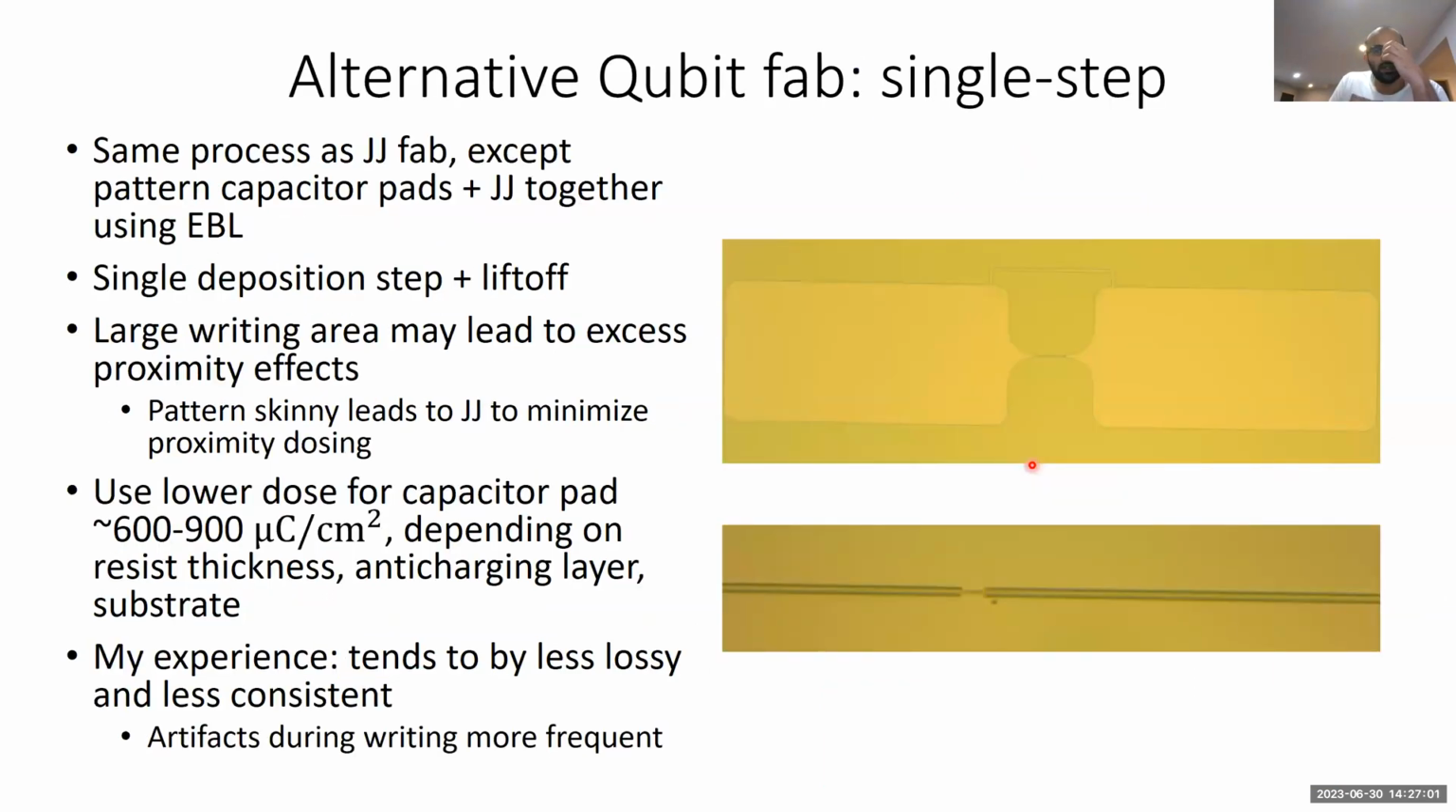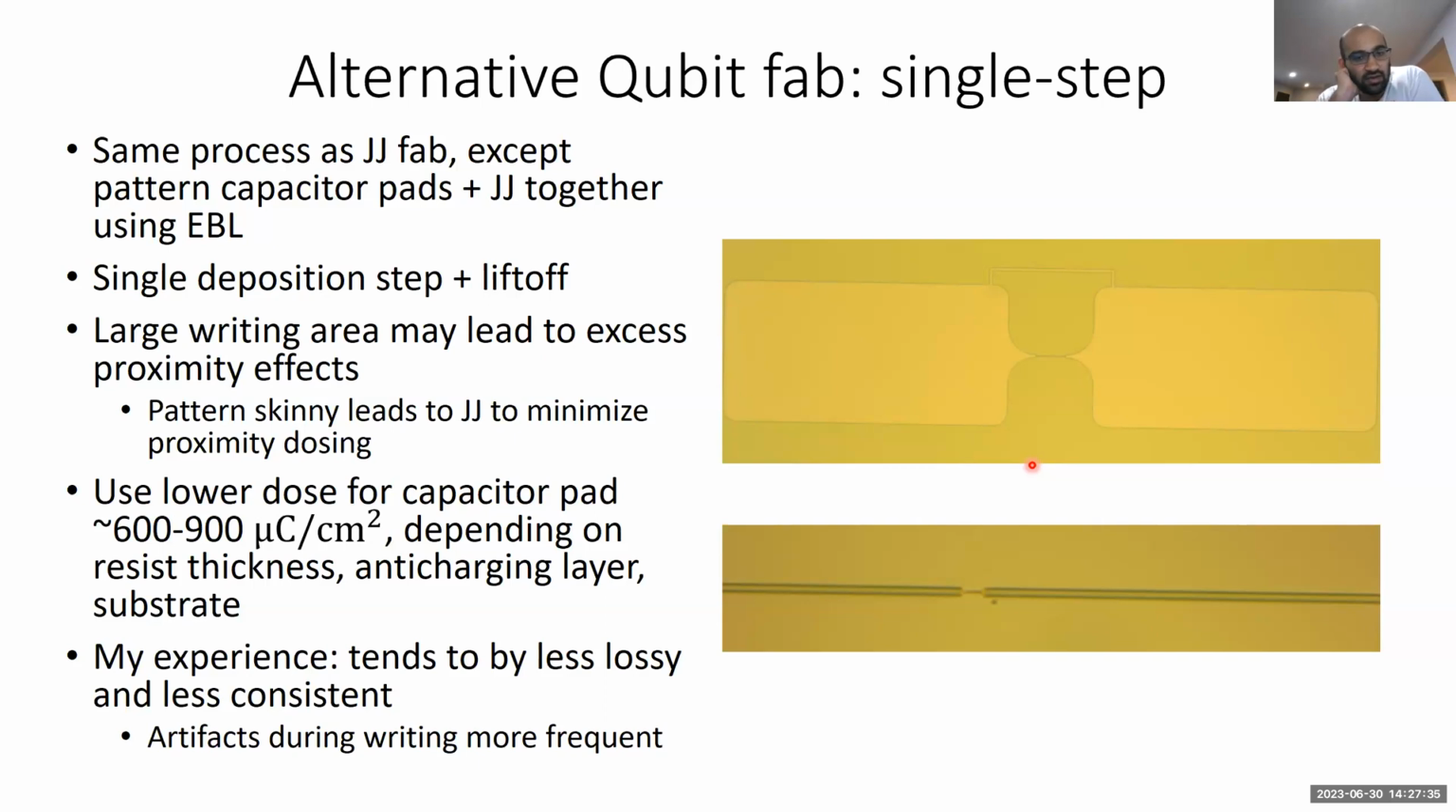So that was the two-step transmon fabrication process. This is the last slide, by the way. There's also the single-step process. You can make your capacitor and your junctions all in one step using electron beam lithography. In essence, this is basically the same process as the Josephson junction fab process that we've gone over in the past few slides. The only difference is you pattern the capacitor pads as well as the Josephson junction.